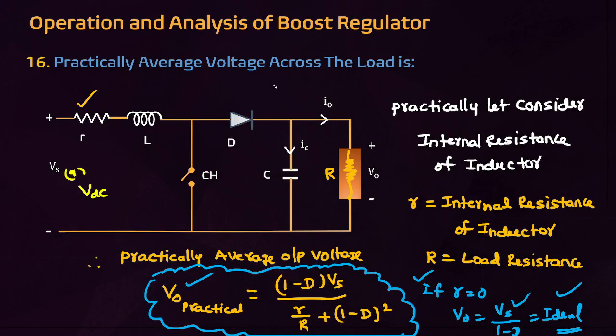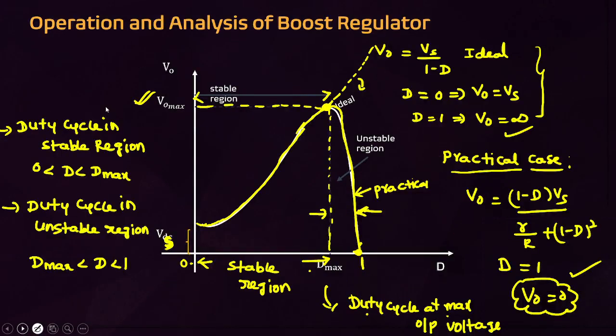Then practically, what is the average voltage across the load? Practically means they have given the internal resistance of the inductor. Then the practical voltage in the case of a boost regulator is (1 minus D) into Vs divided by [small r by capital R plus (1 minus D) whole square]. This is the average output voltage in the practical case.